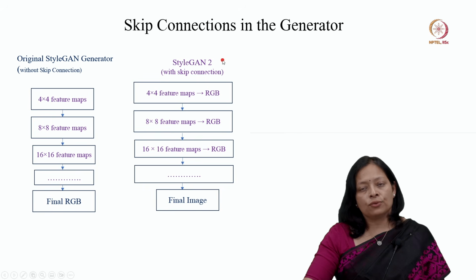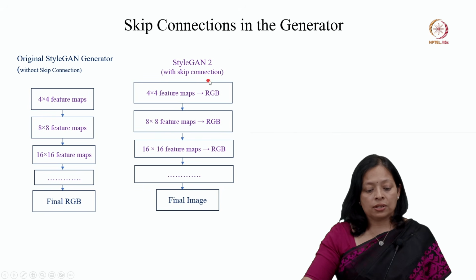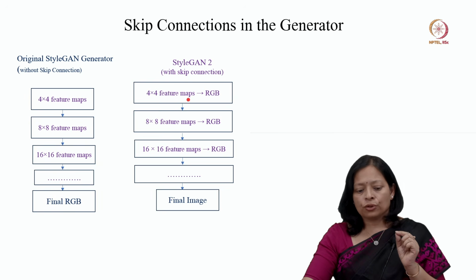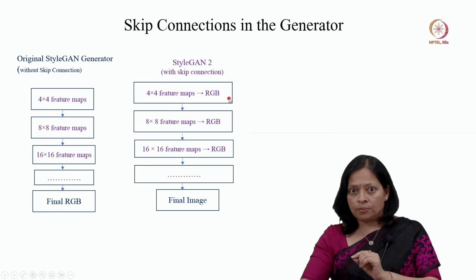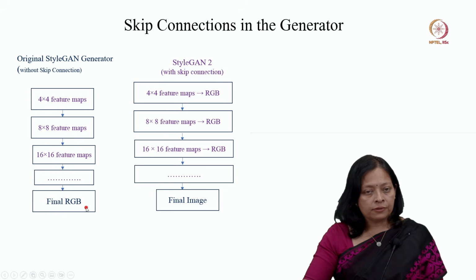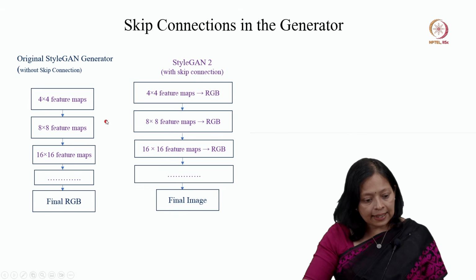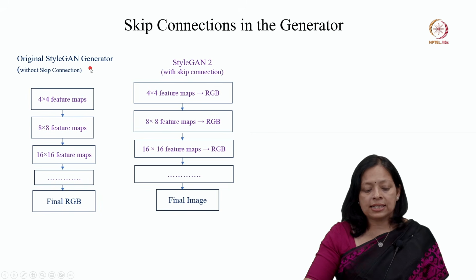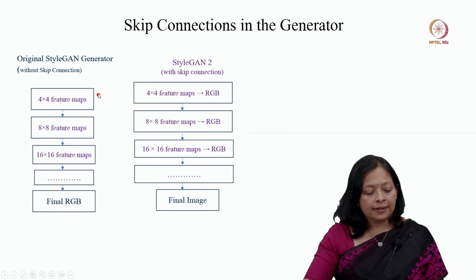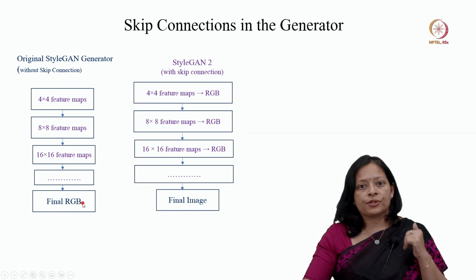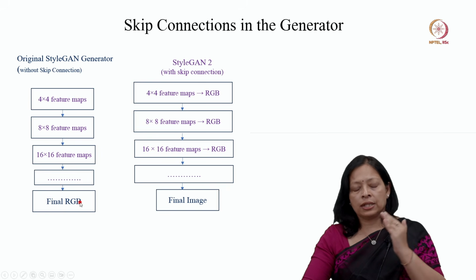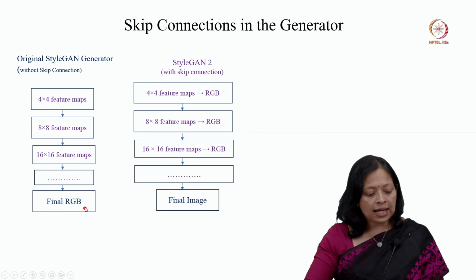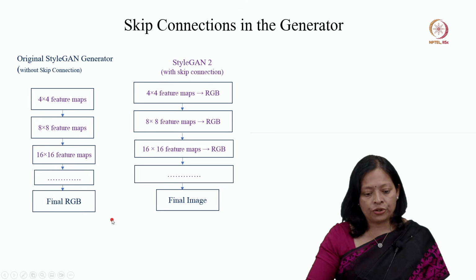But in StyleGAN 2, with skip connection, when the 4x4 feature map is generated, a portion of that they keep for the RGB. So, the final RGB image that is coming out is getting inputs from all the layers. The difference between original StyleGAN and StyleGAN 2 is, here the entire process of going through the various layers of convolution was done, and finally the RGB image was produced.